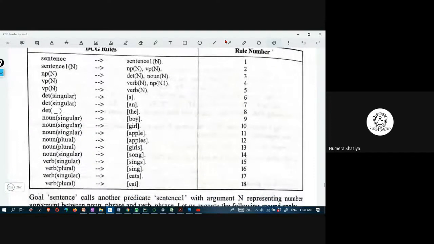Extra arguments could also be added in this DCG. Sentence 1 of N, noun sentence, NP of N, VP of N. This noun sentence can be, again, we have noun phrase and verb phrase. In this manner, the definite clause grammars could be extended.